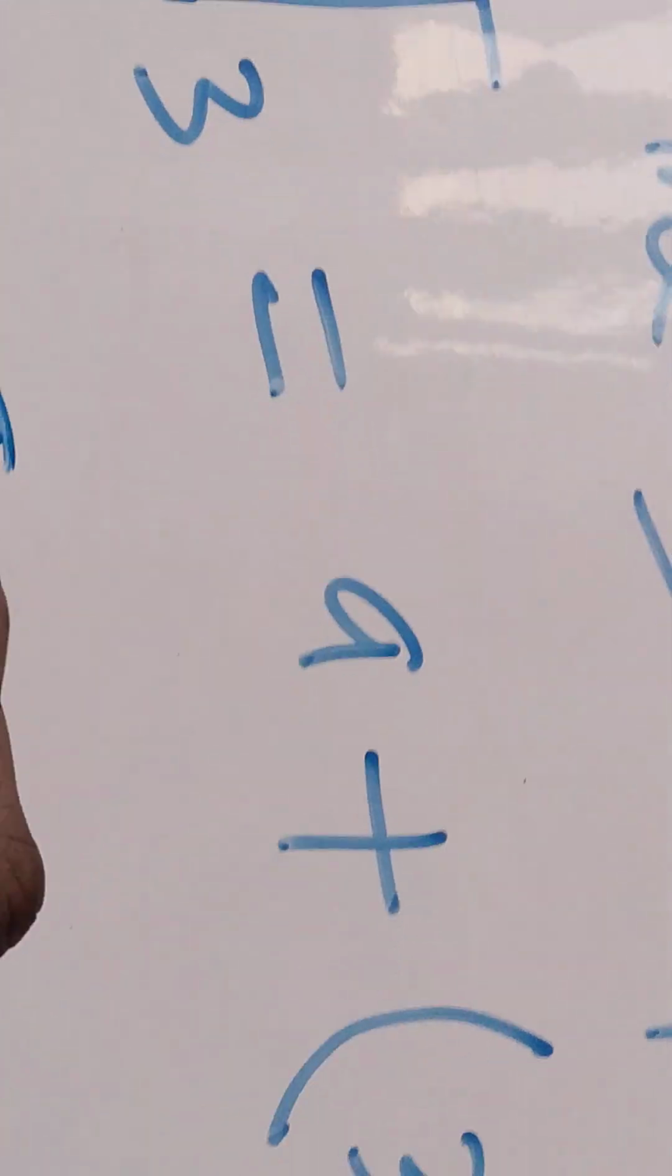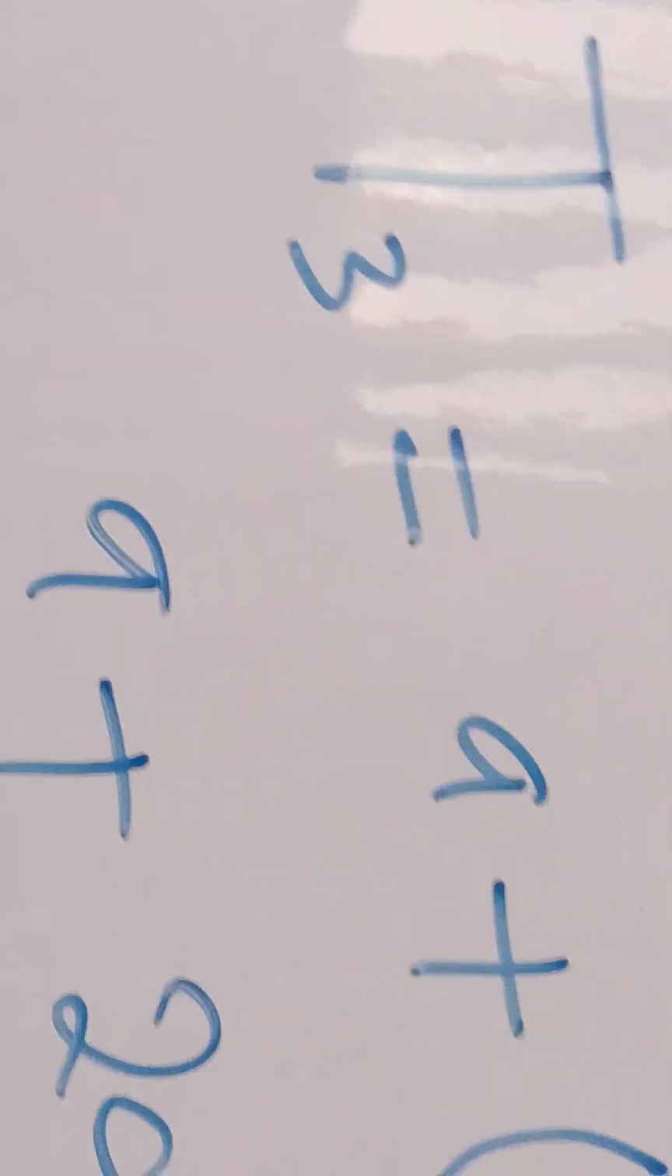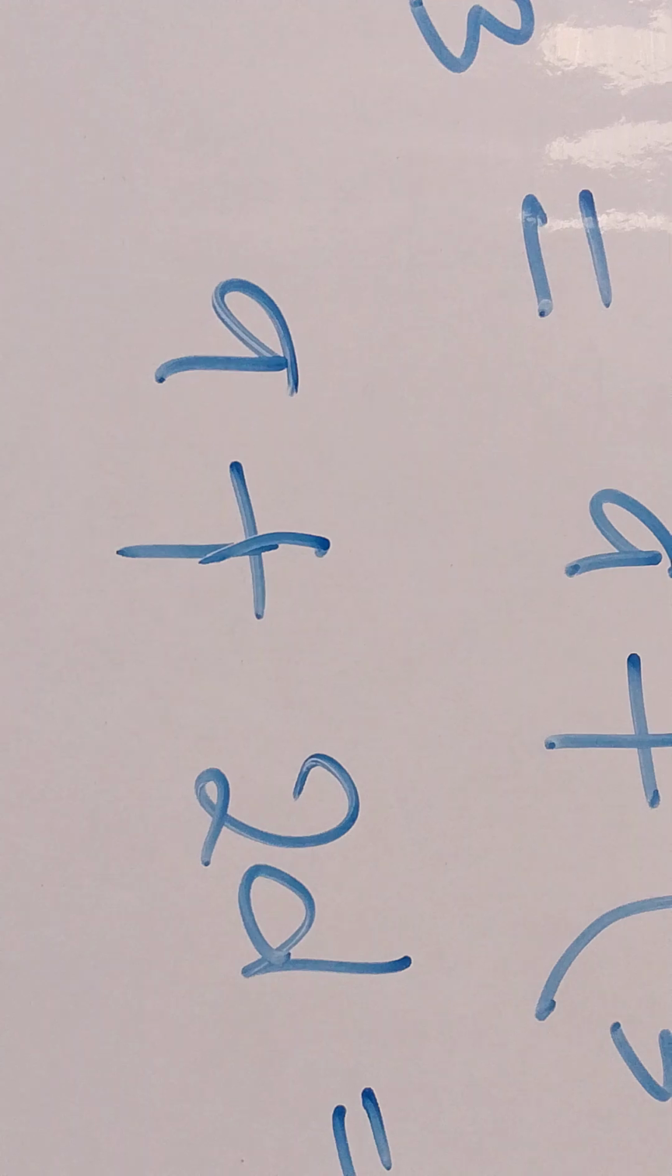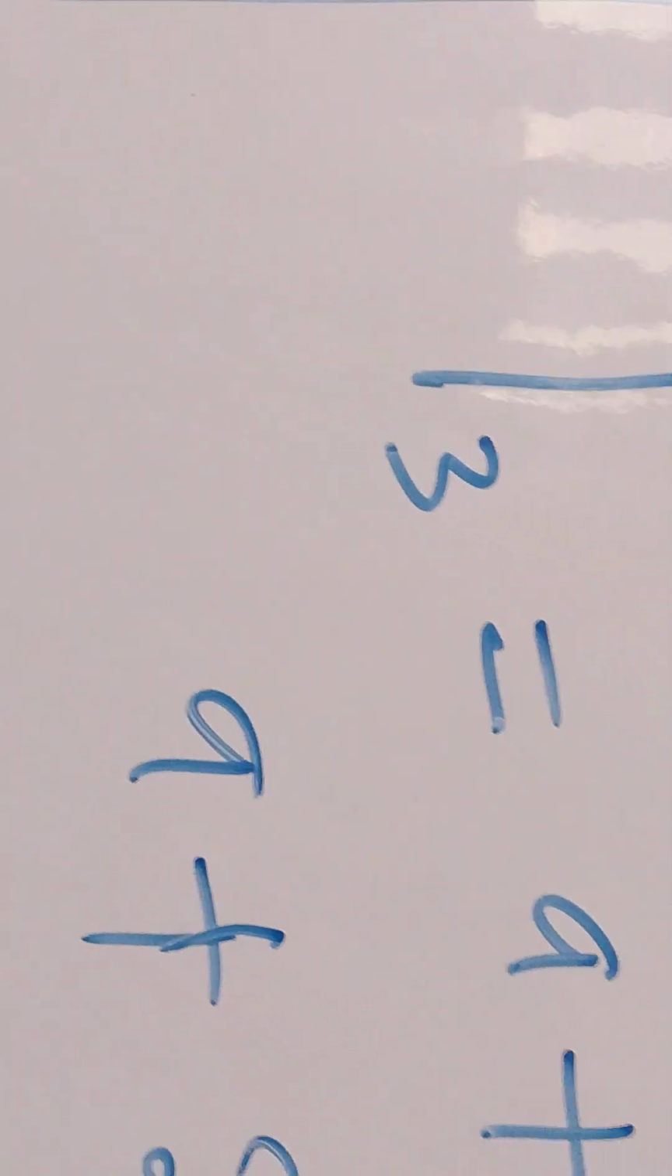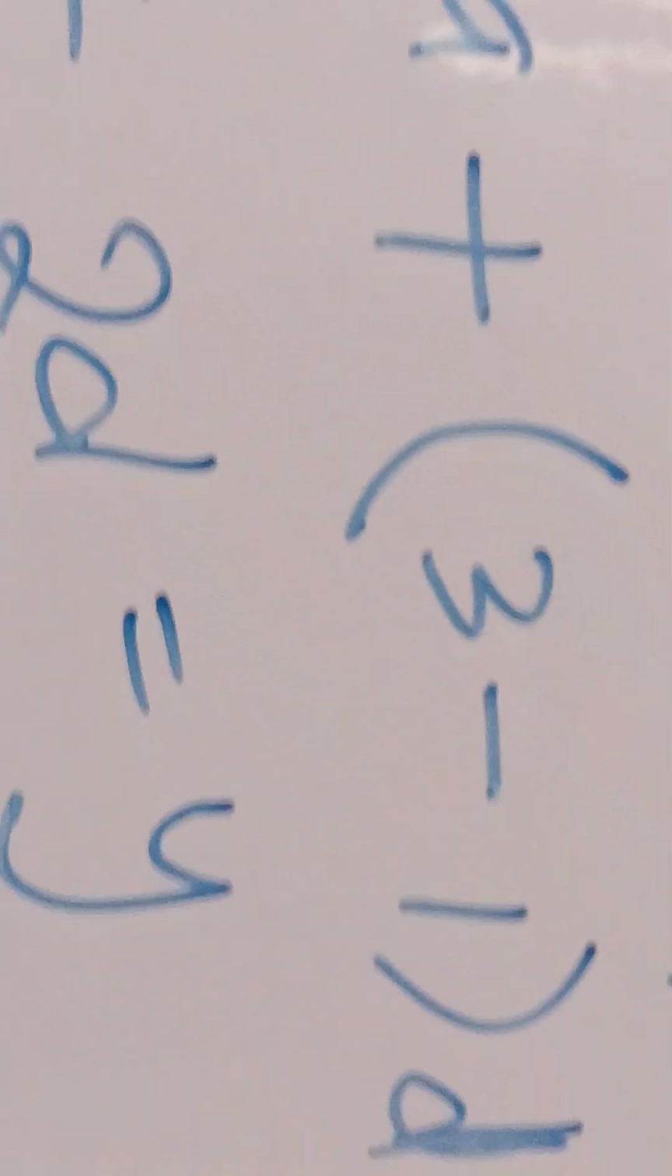Because take note, we had that T3 is equal to Y. So the third term T3 is Y, and 3 minus 1 is 2, 2 times D is 2D. So I'll have A plus 2D equal to Y. That is A plus 2D equal to Y. Alright, we continue with that.